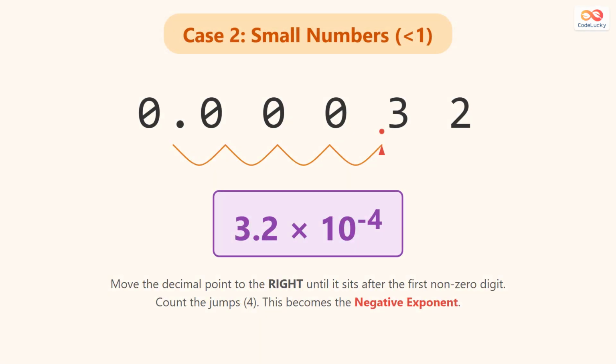Now for small numbers, like 0.00032. This time, we move the decimal point to the right. We keep moving until the decimal sits after the first non-zero digit, which is 3. We made 4 jumps. Because we are dealing with a small decimal, our exponent is negative. The result is 3.2 times 10 to the negative 4th power.